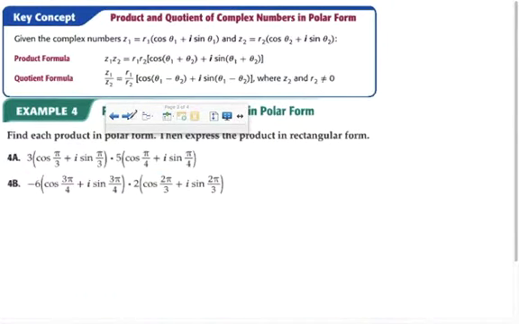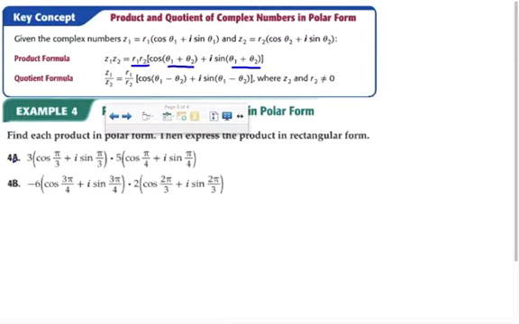Now comes a very ugly formula. Okay, but let's look at the formula and kind of analyze what's happening in the formula. It's taking, in the product formula, the two moduli and multiplying them together. And then it's adding the arguments. That's pretty easy. So it's long and it's drawn out, but it's just a formula.